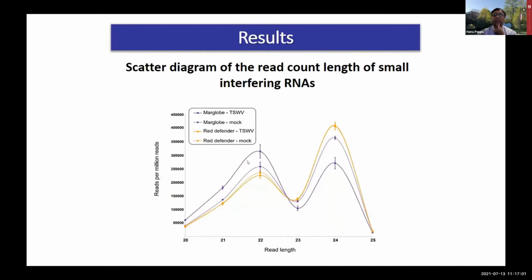Some of the results: it turned out that the viral small RNAs, a result of the host RNA silencing machinery, have profiles that are distinctly different between a resistant and a susceptible variety in terms of the size of the small RNAs, 22 nucleotides versus 24, two major classes of small RNAs that are produced due to the host RNAi mechanism. So there are distinct differences between the resistant and susceptible variety. Down the road, we are hoping that this can be used as a biomarker for screening breeding material: what kind of small interfering RNAs are being produced in a particular breeding line.